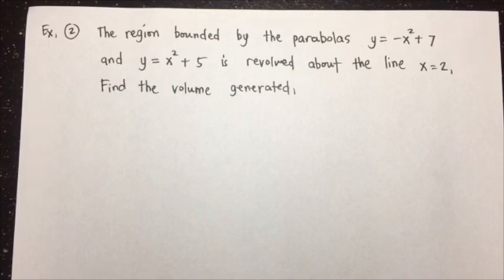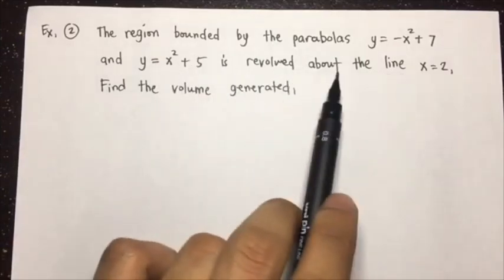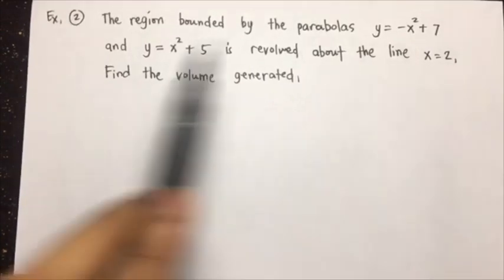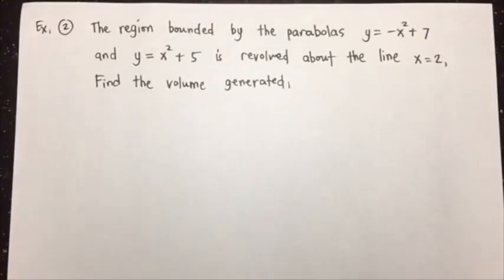Okay, so for our second example, we have the region bounded by the parabolas y is equal to negative x squared plus 7 and y is equal to x squared plus 5 is revolved about the line x is equal to 2. So find the volume generated. Okay, so first step, of course, is again to plot the curves, the two parabolas.